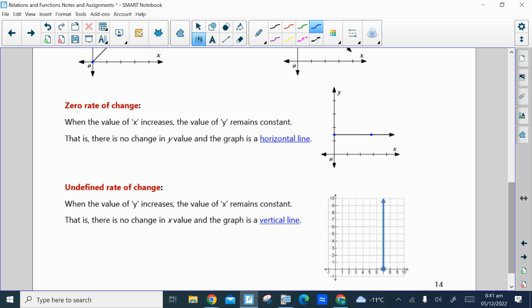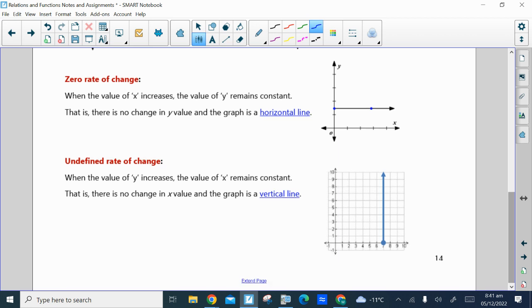And that third one is a zero rate of change because the values of y remain constant. It doesn't go upwards or downwards as you go left to right. So again, this is a horizontal line. And the last one is undefined rate of change. The values of y are increasing, but x remains constant. There is no change in x value. It's a vertical line. So we say that has a rate of change that is undefined, or the slope is undefined.